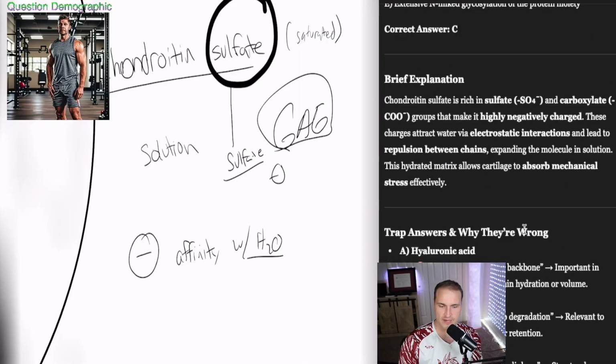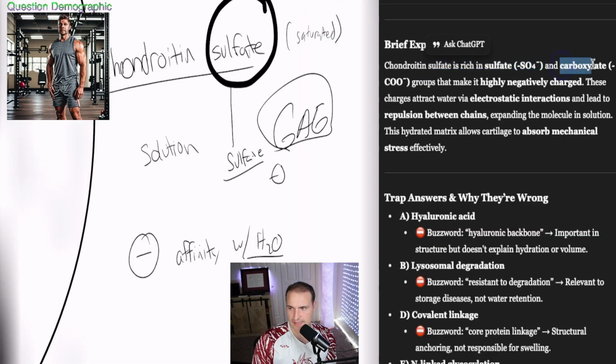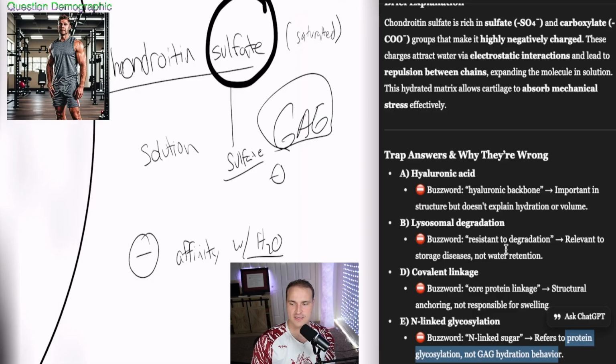Let's explain this a little better. Chondroitin sulfate is rich in sulfate and carboxylate, so it's highly negatively charged. It attracts water through these electrostatic interactions, leading to repulsion between chains. The hydrated mixture allows cartilage to absorb mechanical stress. Hyaluronic acid does not explain hydration. Lysosomal degradation would be a storage disorder, not water retention. Covalent linkage is for anchoring, not swelling. And N-linked glycosylation would be protein glycosylation, not the hydration behavior.